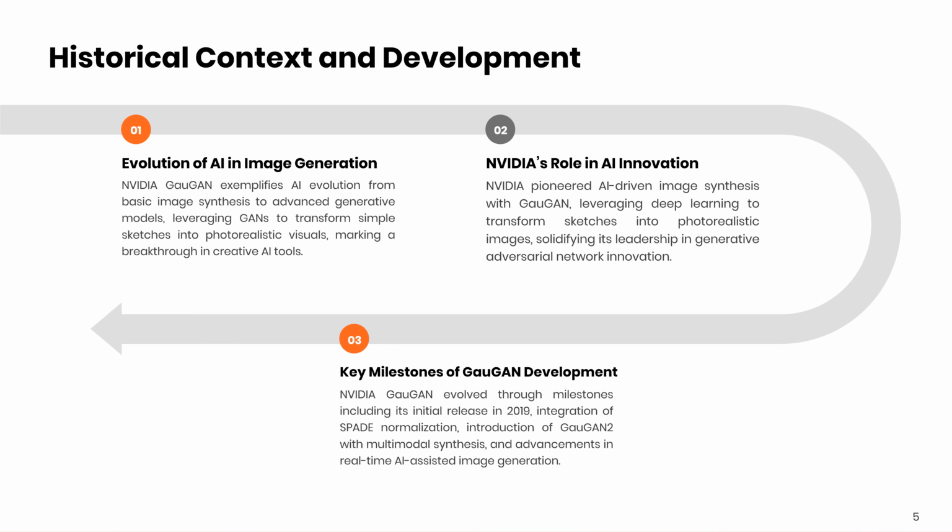GauGAN marks a clear inflection point in how researchers think about translating sketches into photorealistic imagery. Beyond the idea of a sketch-to-image demo, the work embodies a carefully engineered system where structure and texture are learned to cohere under semantic guidance. The SPADE normalization at the core of GauGAN keeps the scene's layout intact while allowing textures to strike the right balance between realism and variety.